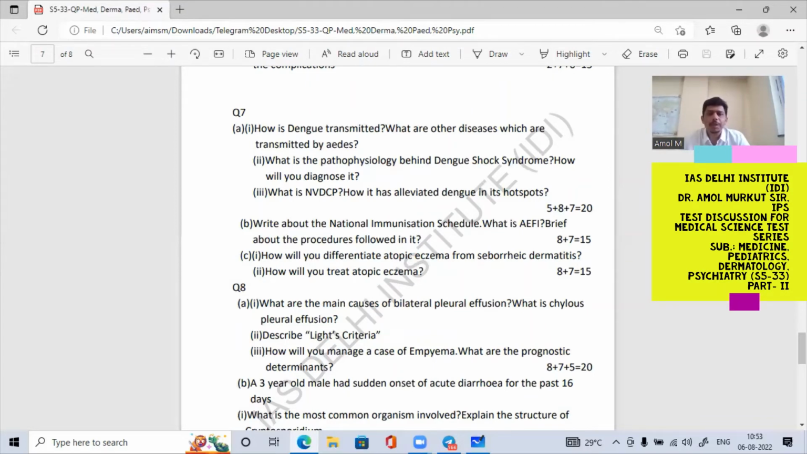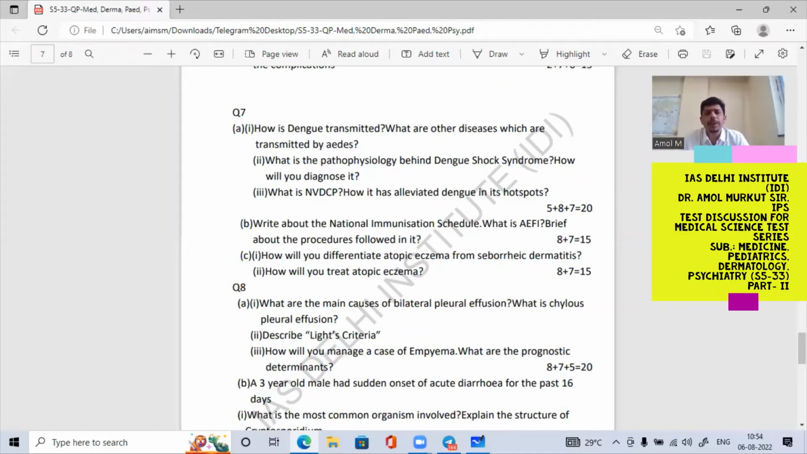Then next question B. Write about the national immunization schedule. What is AEFI? Brief about the procedures followed in it. National immunization schedule, everybody knows. At birth, BCG, HBV, and OPV. Then 6, 10, 14 weeks, Penta and IPV. Then 9 months measles, then 15 months booster of DPT, DT especially. Then between 16 to 24 months, there is another booster. So we know the immunization.